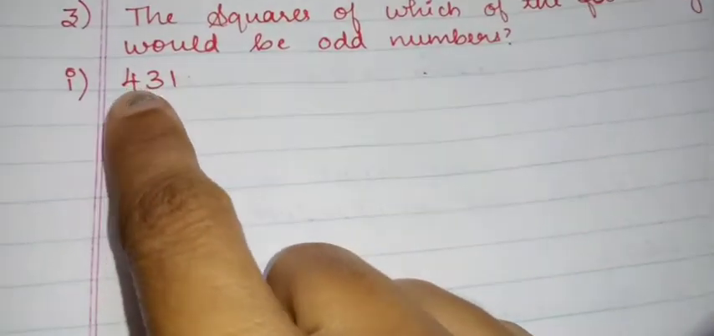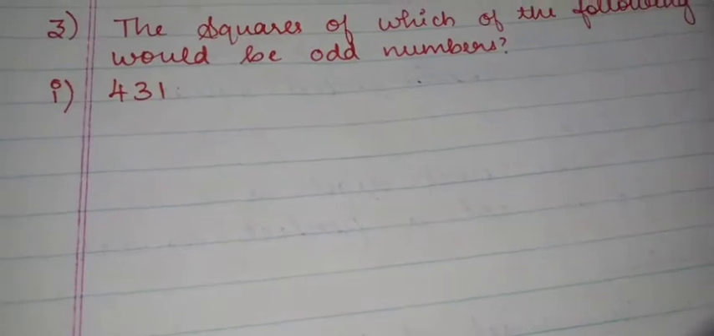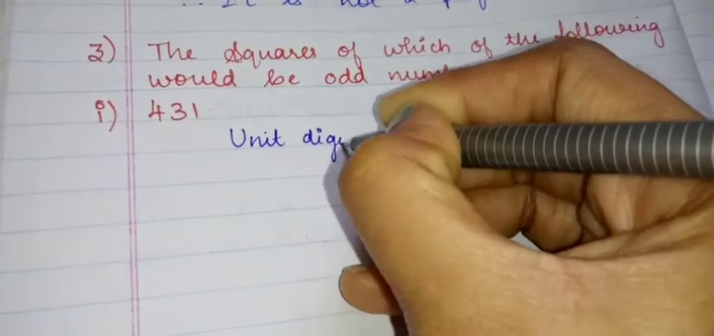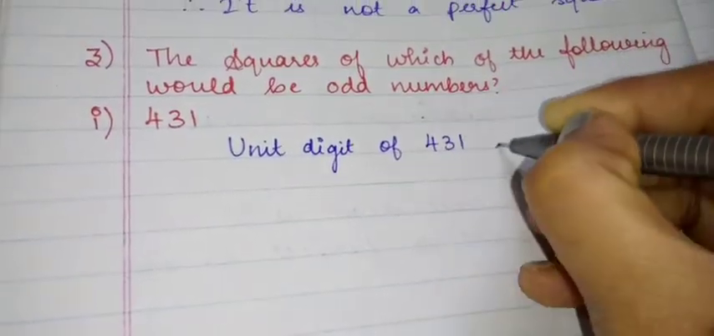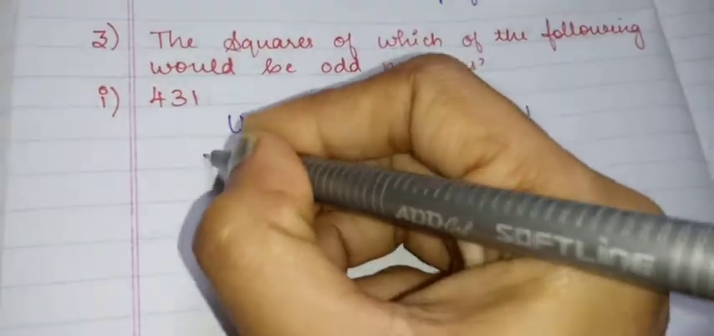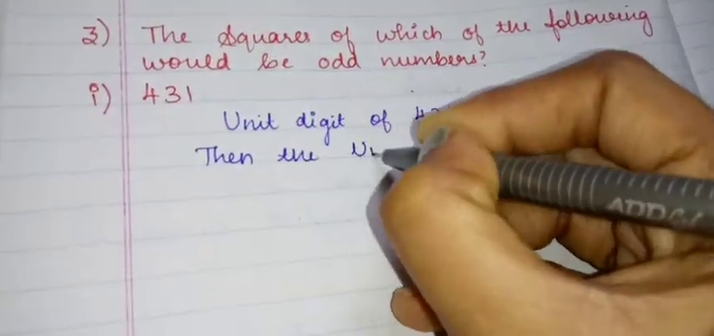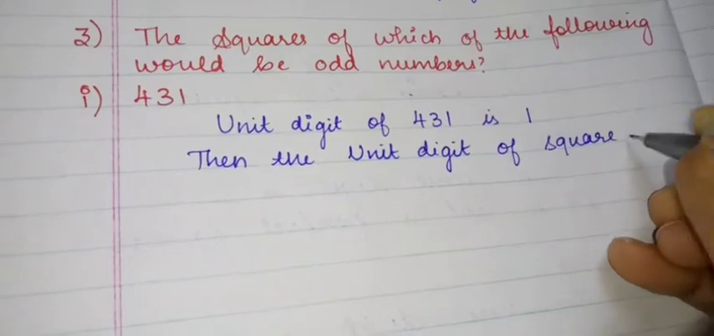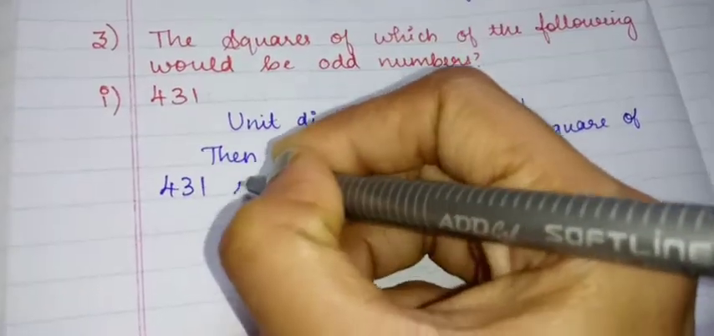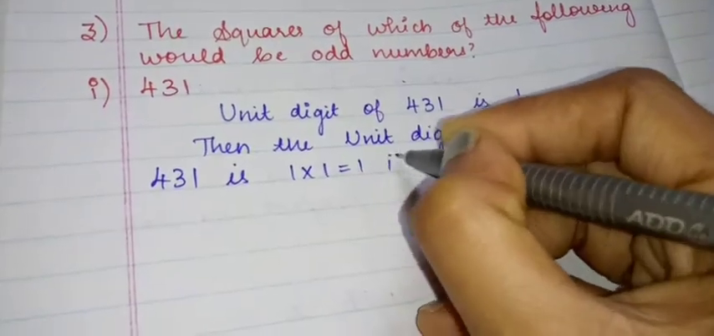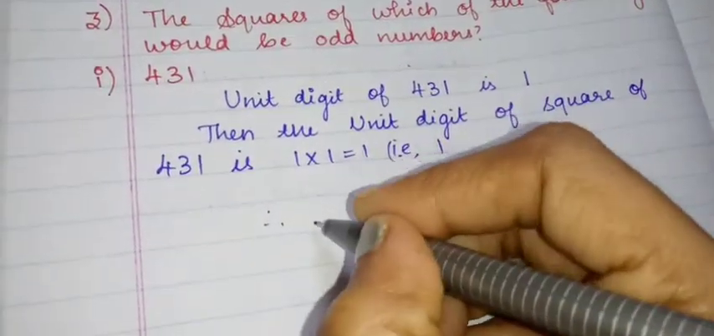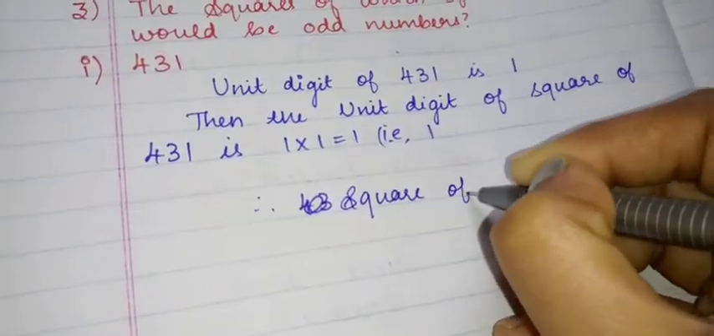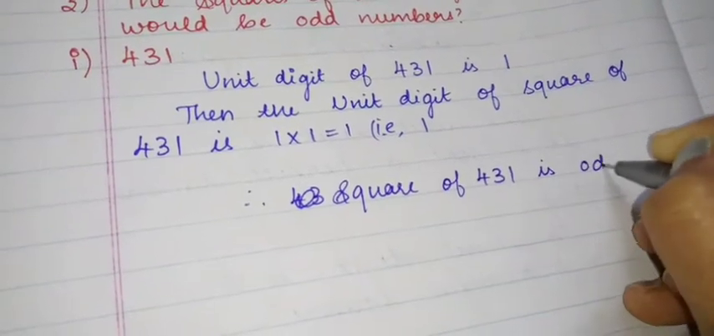Okay, so listen, 431. What is the unit digit of 431? The unit digit of 431 is 1. Correct? Then the unit digit of the square of 431 is 1 into 1 is equal to 1. Therefore, the square of 431 is an odd number.